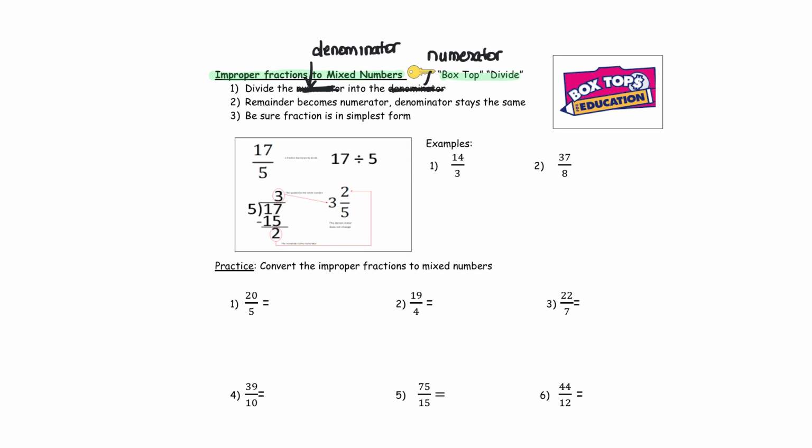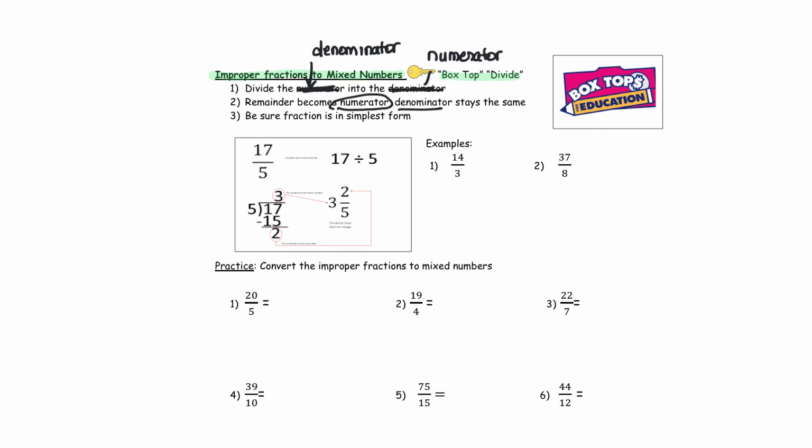Your remainder becomes the new numerator, and the denominator stays the same. Be sure the fraction is in simplest form. Now, you're going to have a calculator to help you, but the calculator is not going to do all the work. You are. You can use it to check your division only. So let's look at our first example.